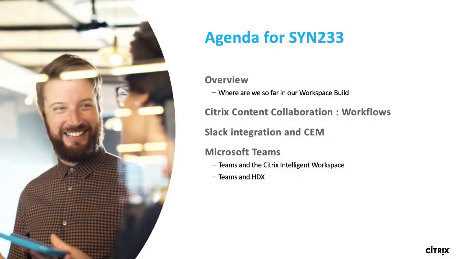So we're going to show you ways of accomplishing that and to really get work done. So the agenda, a quick overview. We're going to start with content collaboration. Then we're going to transition into Slack and integration with endpoint management. Then we're going to talk a little bit about the intelligent workspace, what that means. And we're going to culminate on Microsoft Teams.